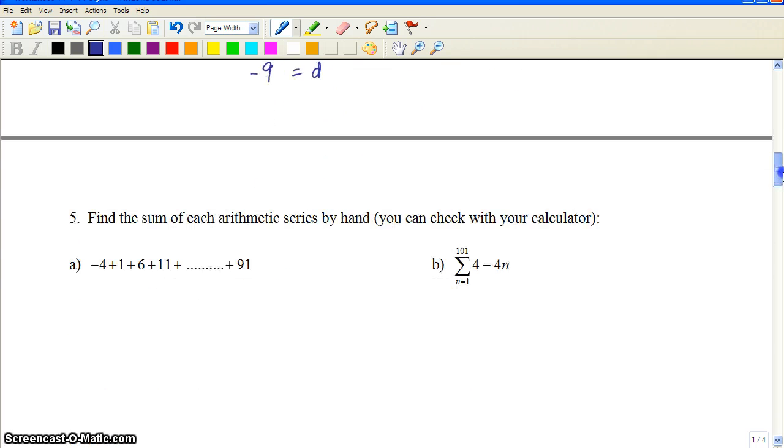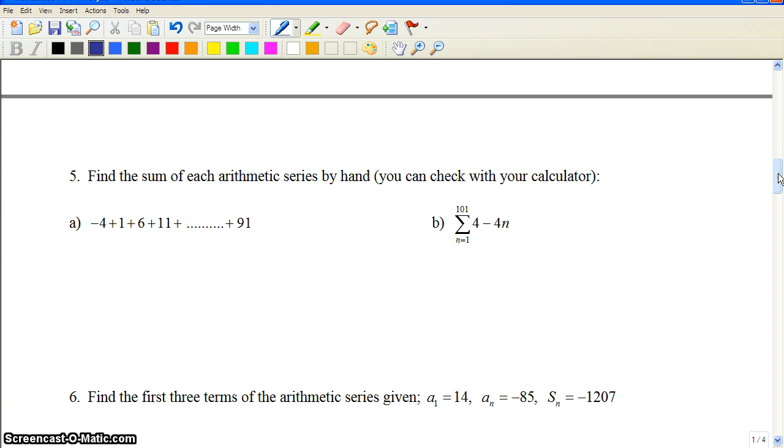Done. Next problem. Find the sum of each arithmetic sequence by hand and then check it on your calculator if you know how. First, the common difference in this is going to be a plus 5, so D is going to be positive 5. If we're doing the sum of 1, 2, 3, 4, we don't know how many terms there are. But what we do know is that this is equal to A sub n. We do know that this is equal to A sub 1.